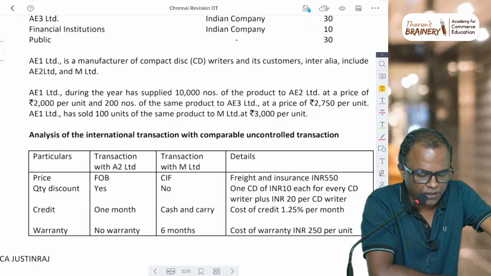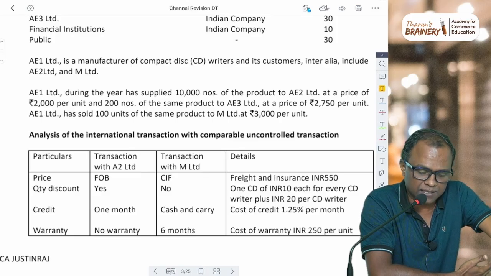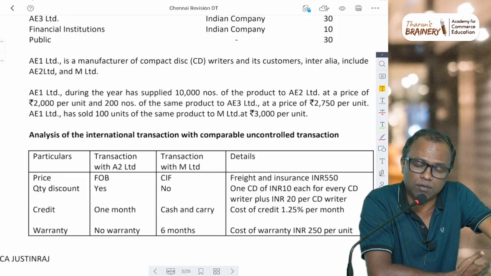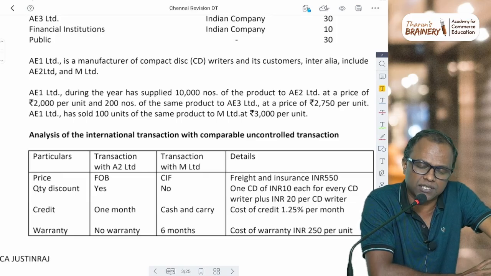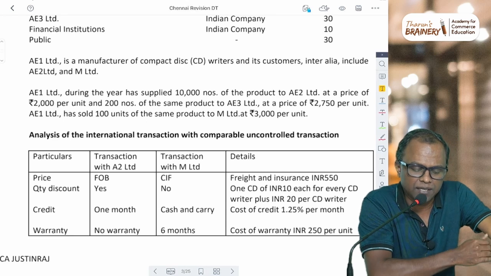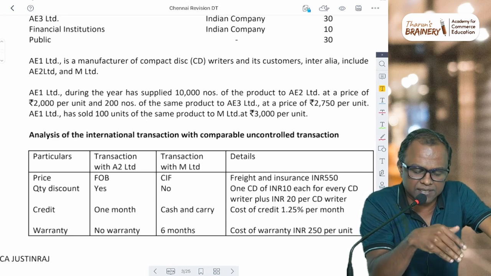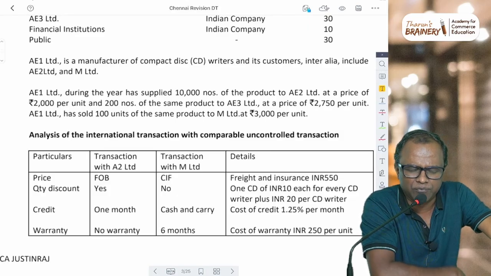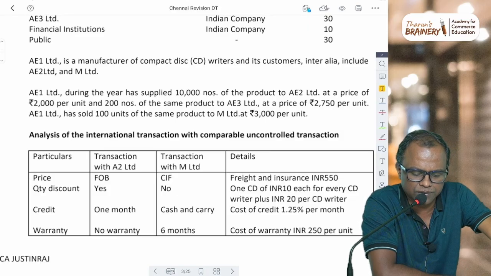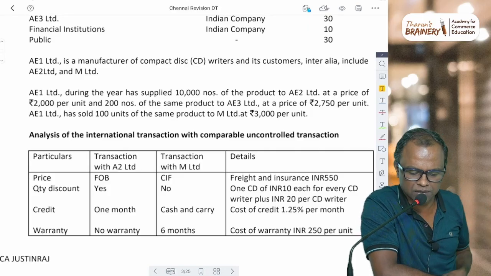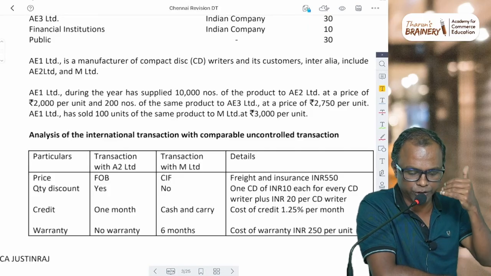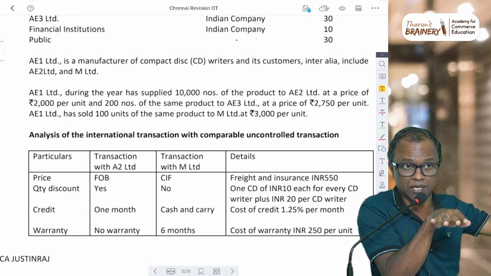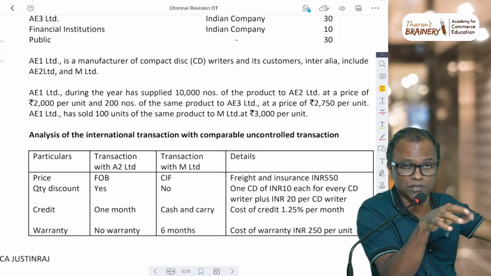Now comparison. Transaction with AE Limited, AE2 Limited, that is a related party. We made it at FOB. FOB means free on board, so that price is only cost. It does not include insurance and freight. But this unrelated party transaction price is CIF, where insurance and freight is loaded in that price. To make it the same comparable level, we have to reduce insurance and freight from rupees 3,000. We will reduce 550, so the first adjustment is to reduce 550 from CIF so that it will be at the same comparable level, FOB. Then only we can find out the manipulation.